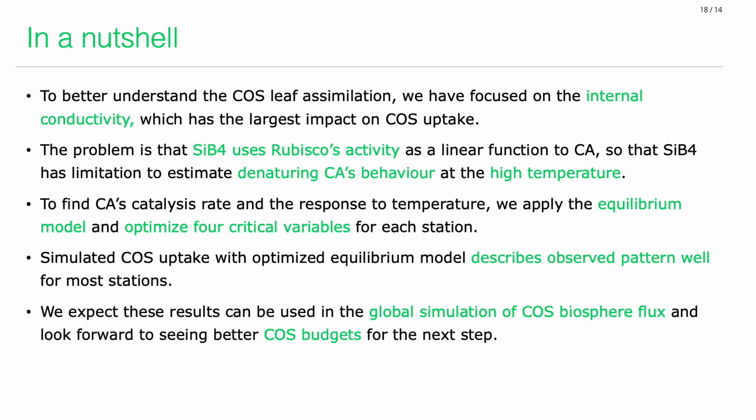So I'd like to stress the important points of this study. To understand COS leaf uptake, we focus on the internal conductivities, that is the enzyme conductivities, which are related to the enzyme activities, and they have a large role in the COS uptake. The main problem is that SiB4 uses the Rubisco activity, which is not the exact enzyme for the COS. So SiB4 cannot capture the denaturing COS flux at high temperature. So we looked at the enzyme carbonic anhydrase behavior, which is the main component for COS uptake.